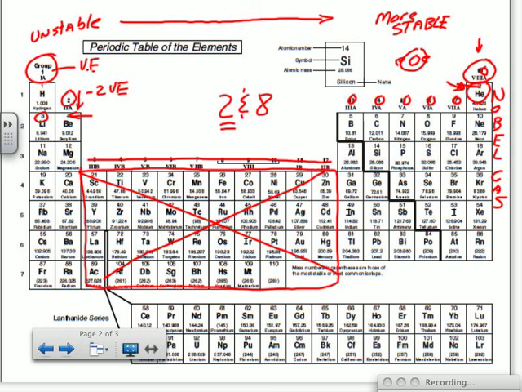Okay, so that's why group 18 is very, very stable. Okay?